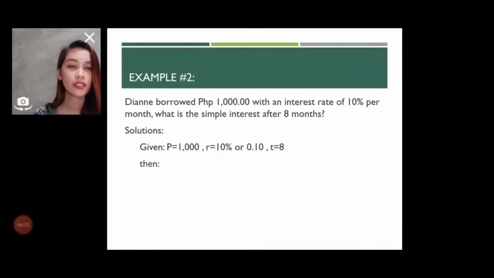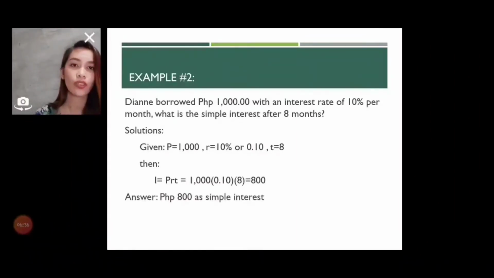Then, using the formula I equals PRT, your P is 1,000, multiply it by the rate, which is 0.10, multiply it by the time, which is 8. So the answer will be 800. Therefore, 800 pesos as simple interest.